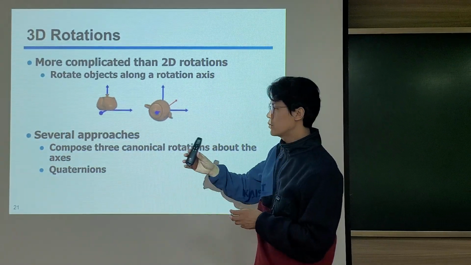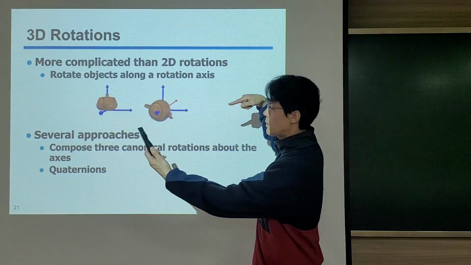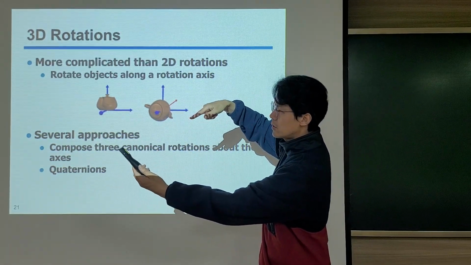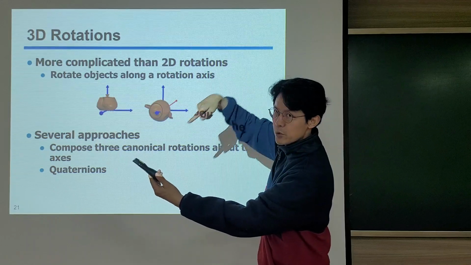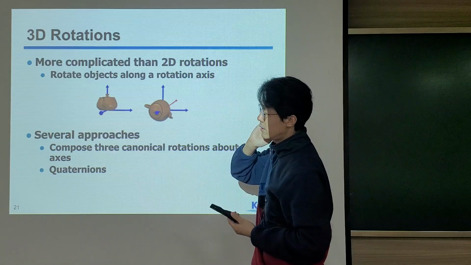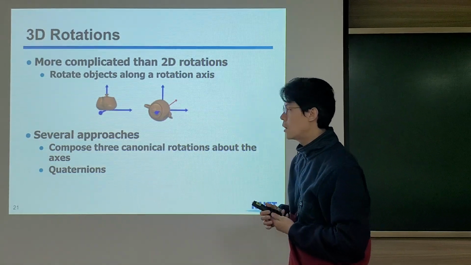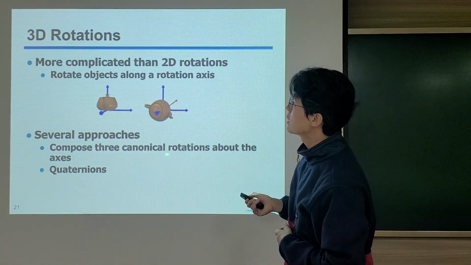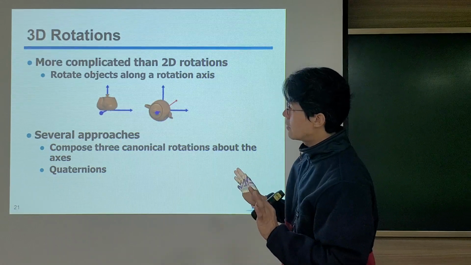Suppose that I define my camera here, and then I want to rotate this object along my viewing direction. This very commonly appears in these cases. That's why we need to perform this operation. There are many different approaches.